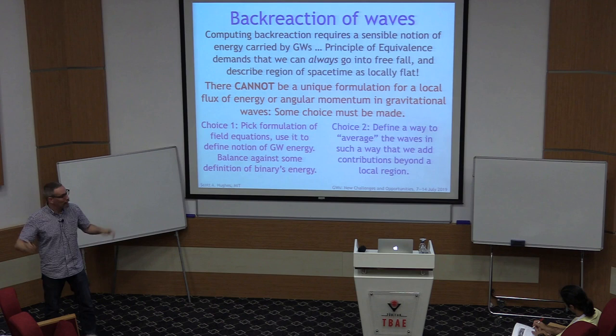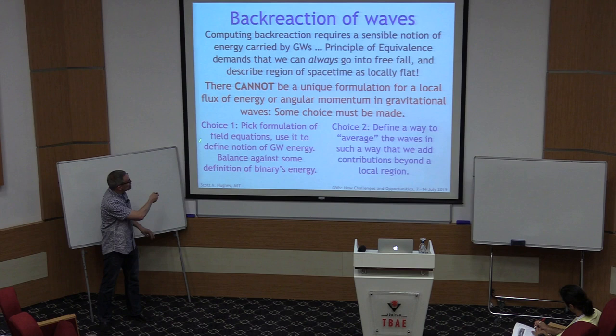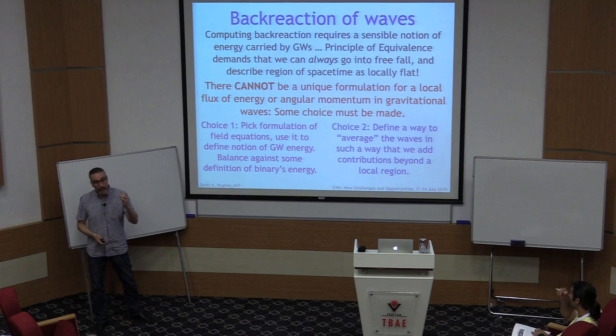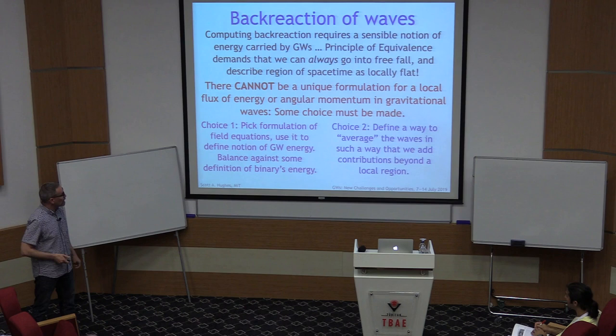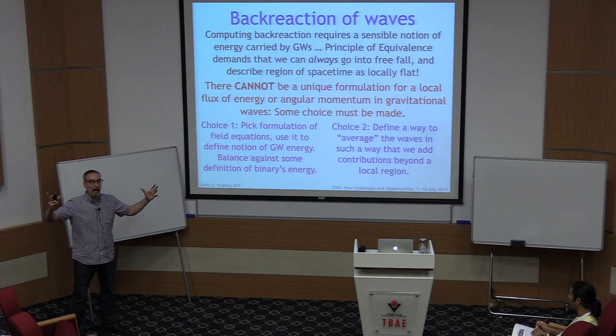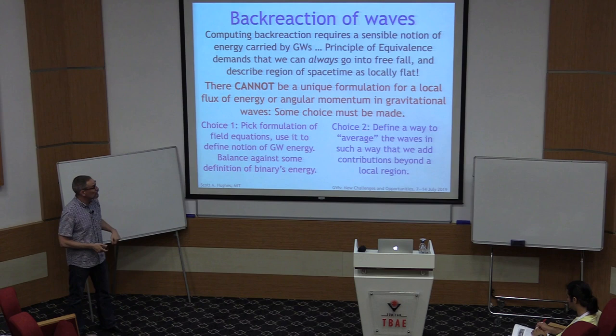It's no big deal. So there are two ways that we can do this to analyze our binary. One is we pick a particular coordinate system, a particular formulation of the field equations, and within the context of that formulation, we can define a notion of gravitational wave energy. We balance that against some definition of the binary's energy. You require that there be an overall conservation principle, and this will allow our binary to evolve.